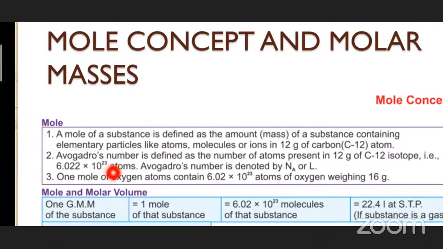So whenever we are taking a substance, its weight equals its molecular weight. Whenever we take some substance, it will have some mass, some weight, right? So if that weight is equal to the molecular weight, then how many entities are present? Entities means how many molecules or ions or atoms. It has 6.022 into 10 to the power of 23. And this number is called Avogadro's number.